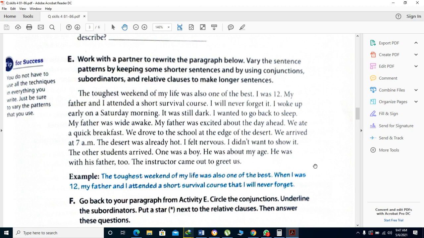In today's video I'm going to give you a couple of exercises as homework for this week. So before going to the exercises, let's read this tip for success.